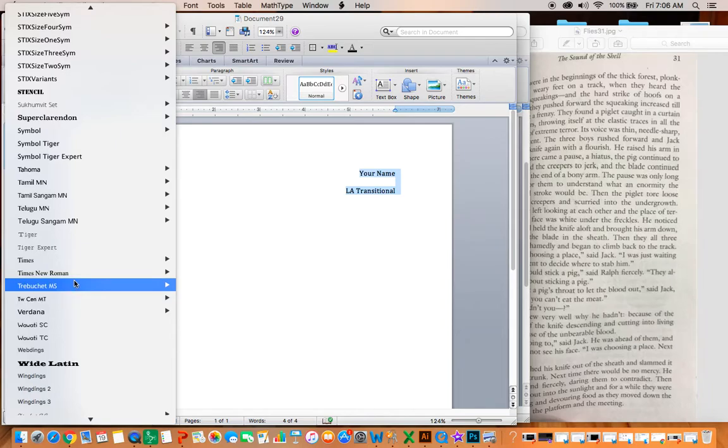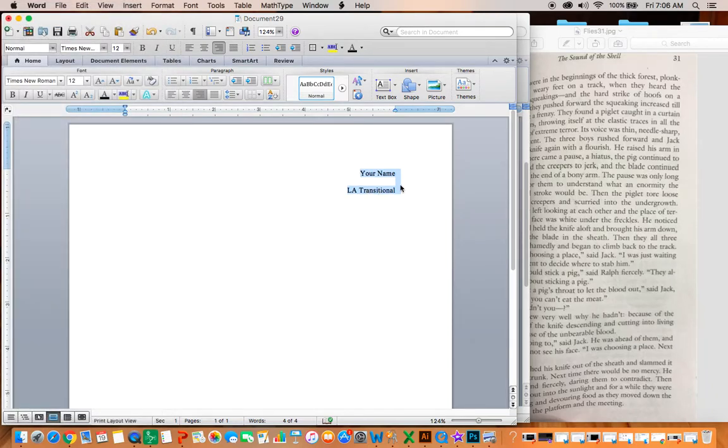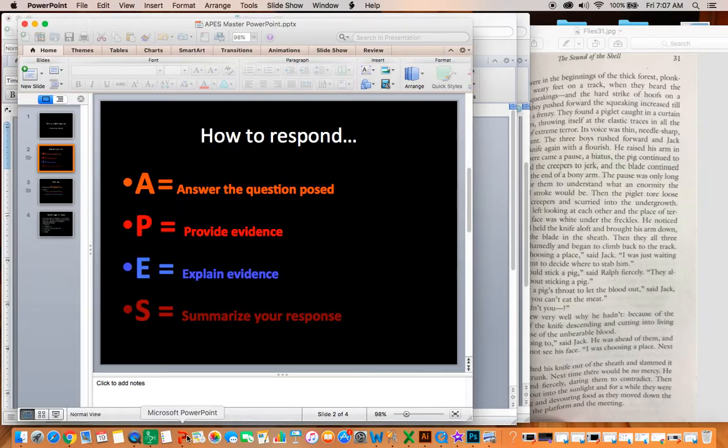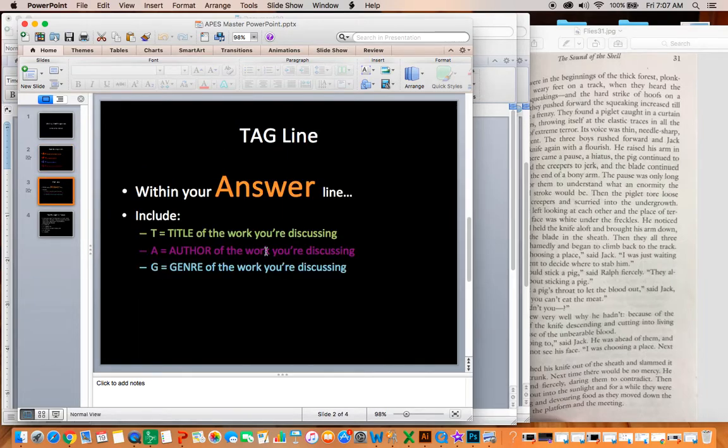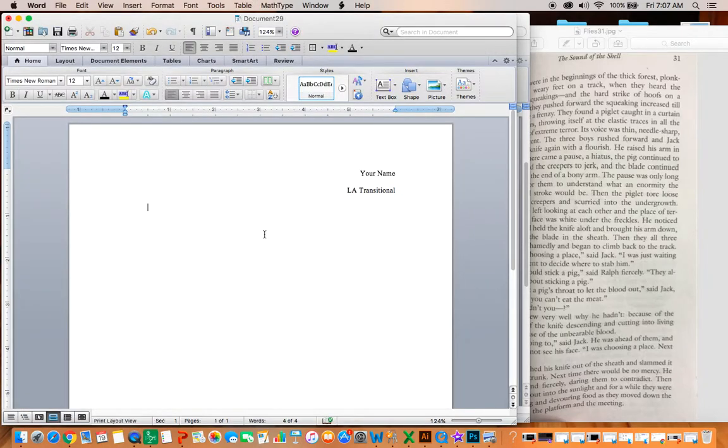So let's go find Times New Roman. There it is, Times New Roman. Come down, indent in, and our first line. So what does our first line aim to do here? Well, we want to answer the question, but we also want to make sure we include what I call the tagline, and that includes the title that you're discussing, in this case, Lord of the Flies, the author, in this case, his name is William Golding, and the genre, so what type of work are we discussing? So those three pieces of information should be in the first line of the response.